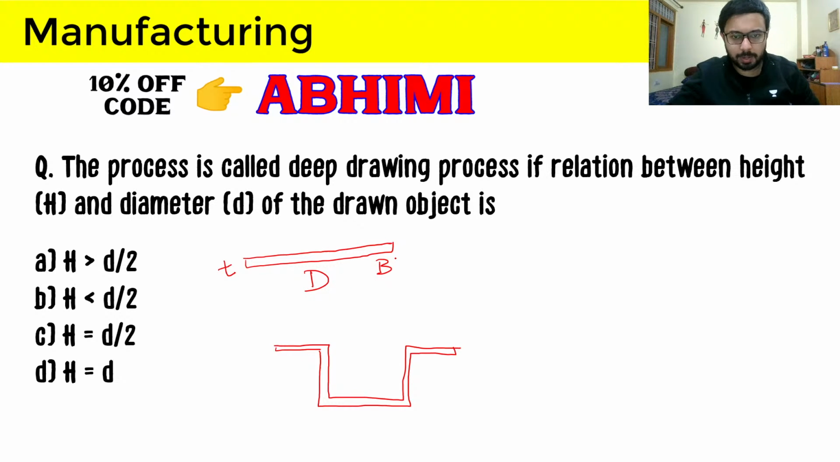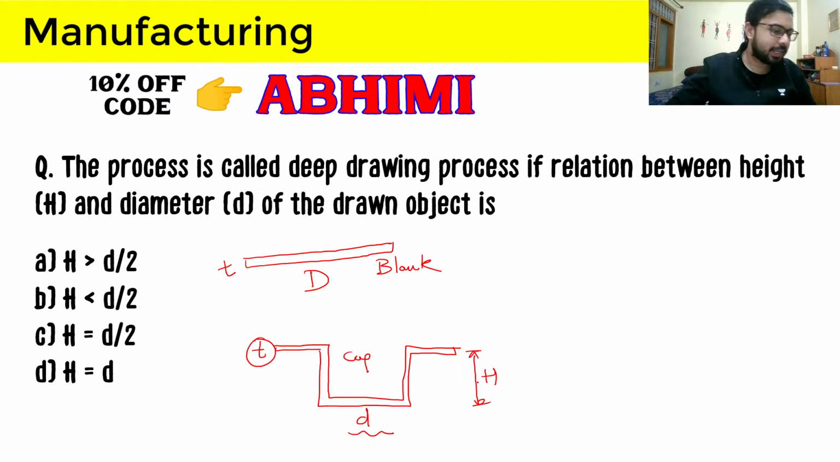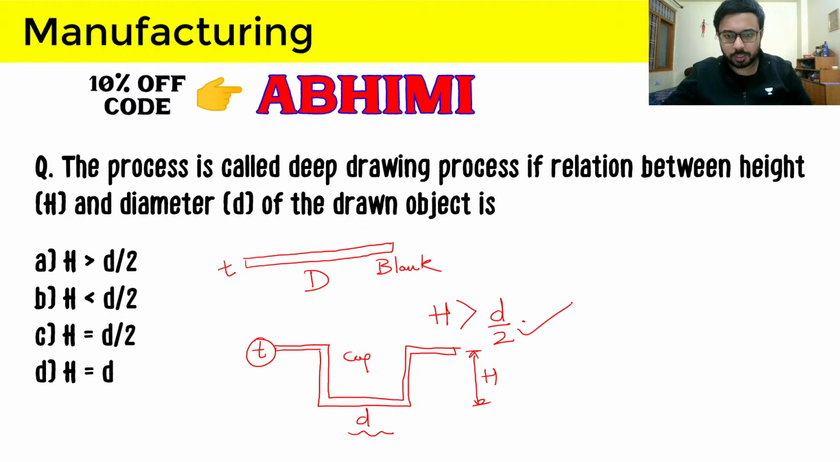So this is the blank, this is the cup, and here small d is the diameter, and thickness t is still there, and we have this depth or height h. It is asking that for this particular cup, what will be the relation between h and d? So h will be greater than, I should write here small d by 2, for the process to be called deep drawing.